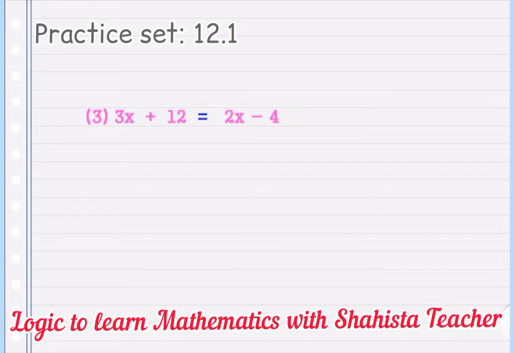3x plus 12 is equal to 2x minus 4. Now here binomial terms are given. 3x plus 12 is a binomial term, 2x minus 4 is a binomial term. Okay, so what we will do here, simply we have to shift the numbers.